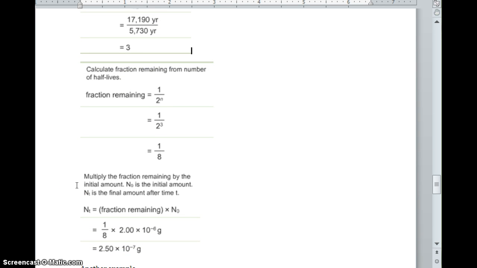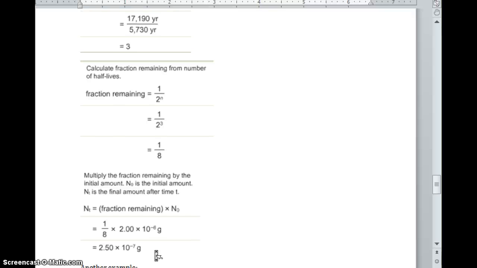Okay. Multiply the fraction remaining by the initial amount. N sub 0 is the initial amount. N sub t is the final amount after time t. So N sub t equals the fraction remaining times N sub 0. In other words, 1/8 times 2 times 10 to the negative 6 grams gives you an answer of 2.5 times 10 to the negative 7 grams. Honestly, I think there's an easier way to do it. I wanted to show you this way first. Some people like this way.